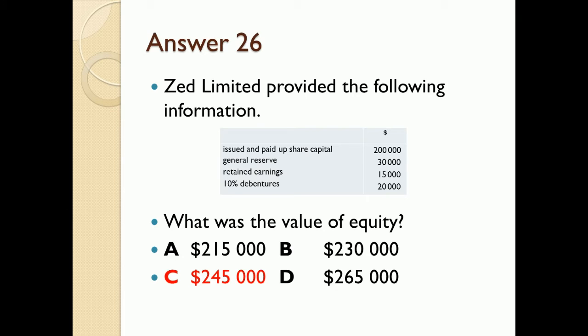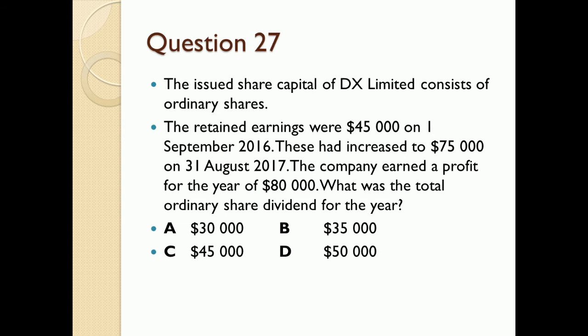So here is your answer. You have to add 200,000 plus the general reserve, because it's also part of your profit, and retained profit, that is 15,000. Altogether they will become 245,000. C is the option.